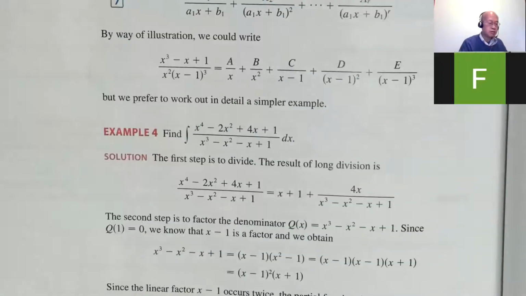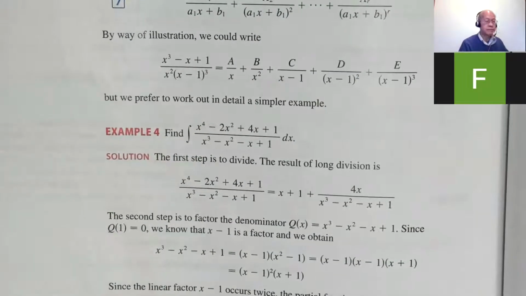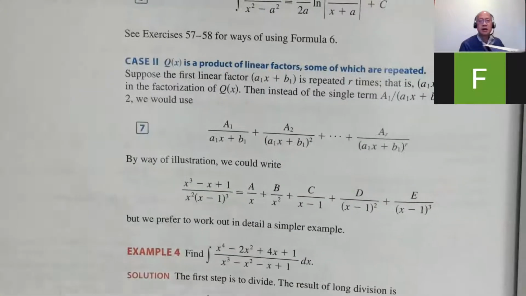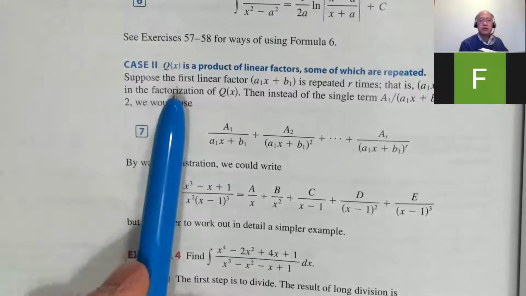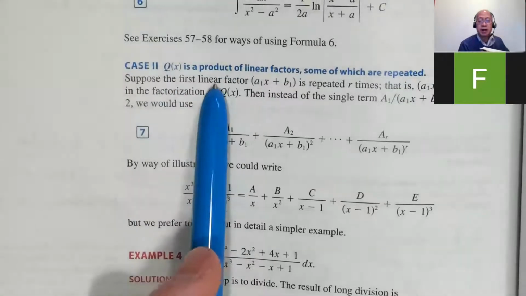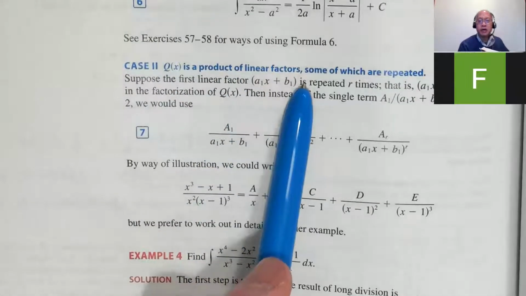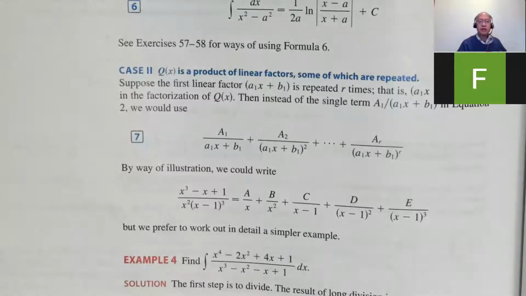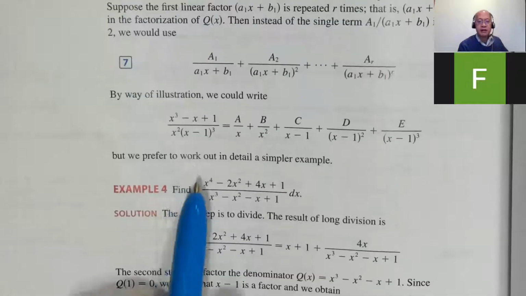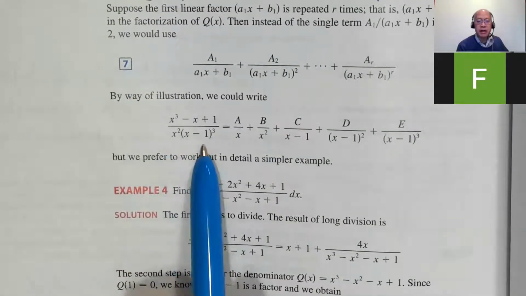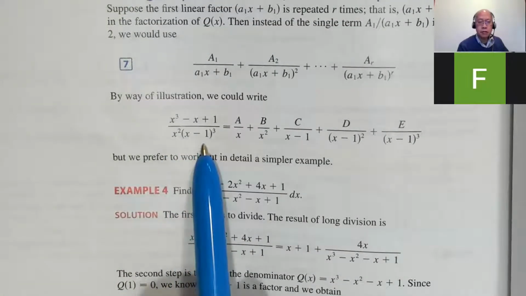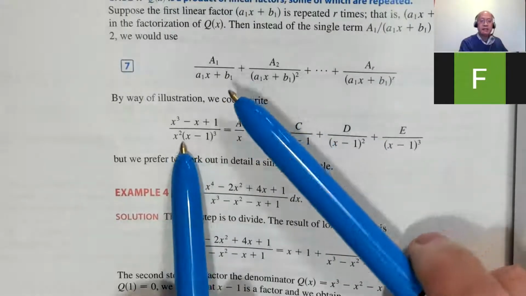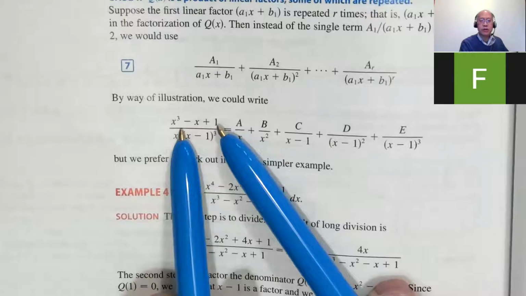So now what makes it harder? Case 2, page 496. Q of x, Q means quotient, denominator, is a product of linear factors, some of which are repeated. You might have a repeated linear factor. So here's an example of a repeated linear factor: x squared, x minus 1 cubed. So it's not just x times x minus 1. If it's just x times x minus 1, we know what to do with that.